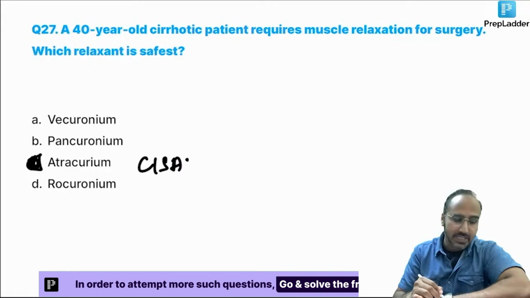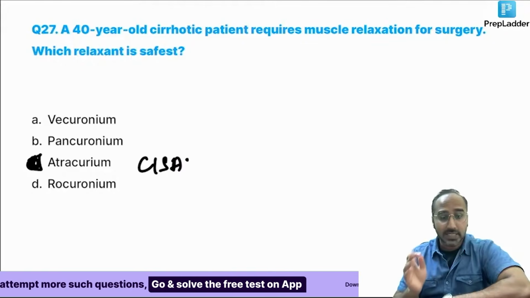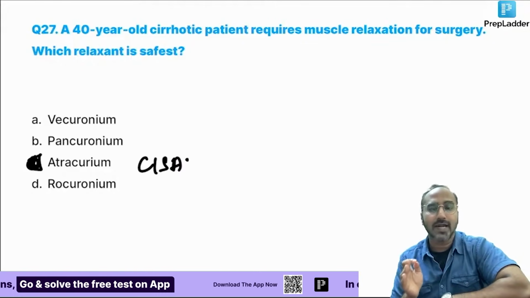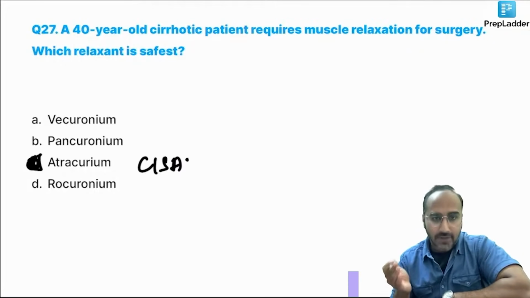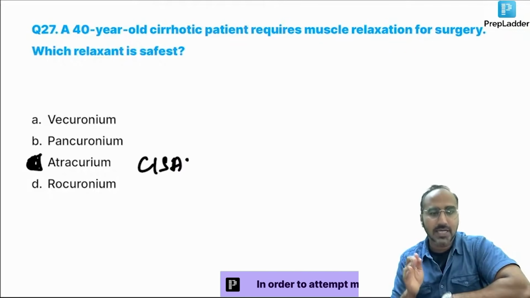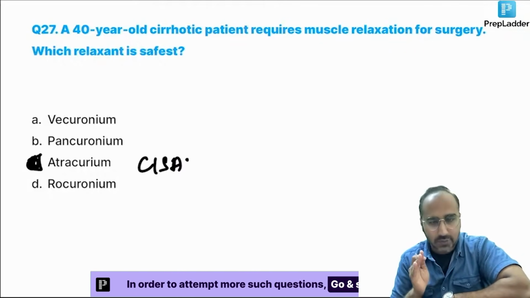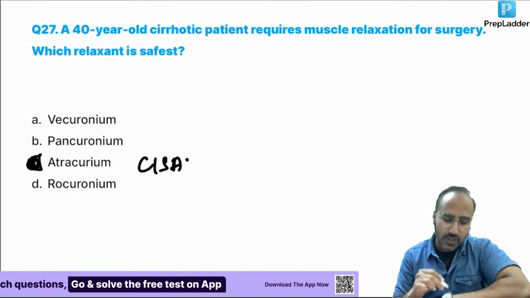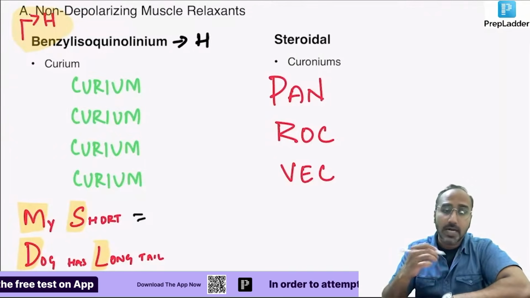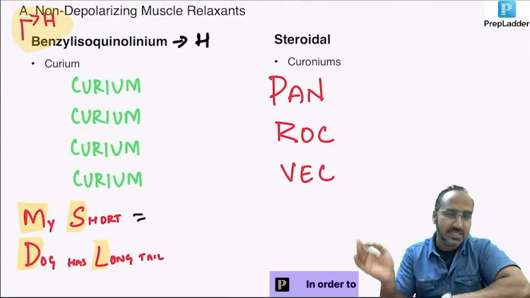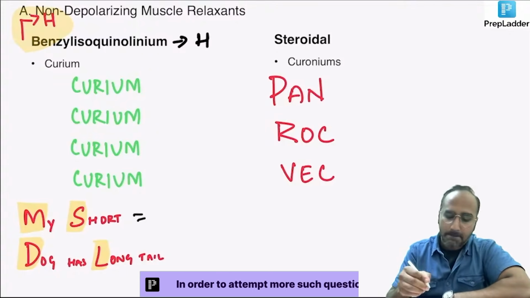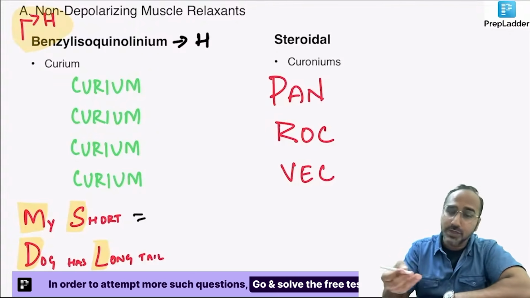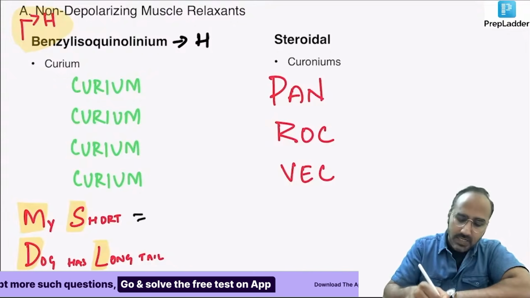Now guys, regarding muscle relaxants, we have to remember, in muscle relaxants 2 categories are there: non-depolarizing and depolarizing. Whenever we are giving the patient general anesthesia, after making the patient unconscious, we have to relax the muscles. In non-depolarizing, again 2 categories are there: benzylisoquinoline and steroidal. In benzylisoquinolines, the names usually end with the term curium.